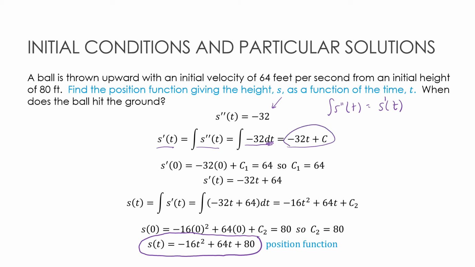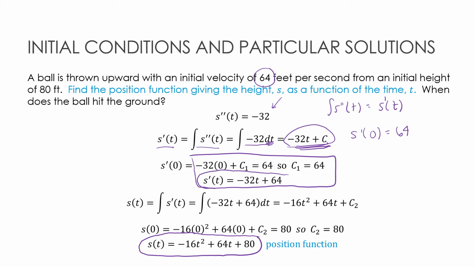So far, so good. Now I have to use that initial condition that S prime of 0 is equal to 64, which was the initial velocity. So now I'm essentially taking this and finding the particular solution, which is what I've done here. And I find that when I solve negative 32 times 0 plus c equals 64, that c must be 64, and therefore S prime of t is negative 32t plus 64. And essentially I'm going to do all of that again.